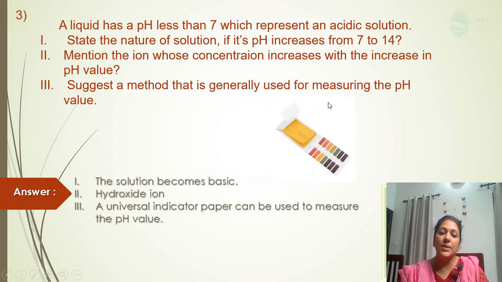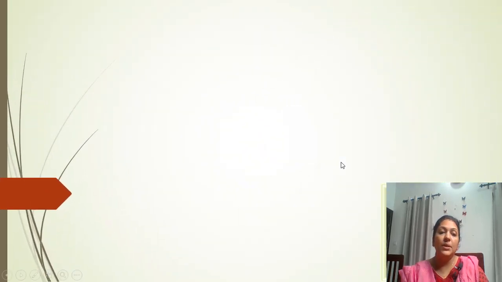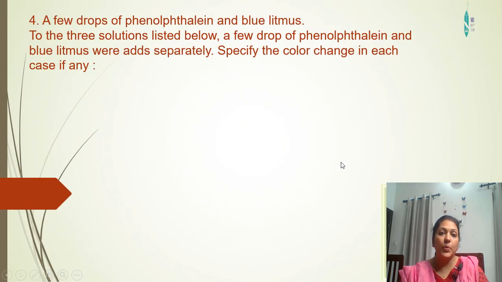This is universal indicator paper, and this is the color chart which has to be matched with the color obtained from the solution. Right? So moving to the fourth question.